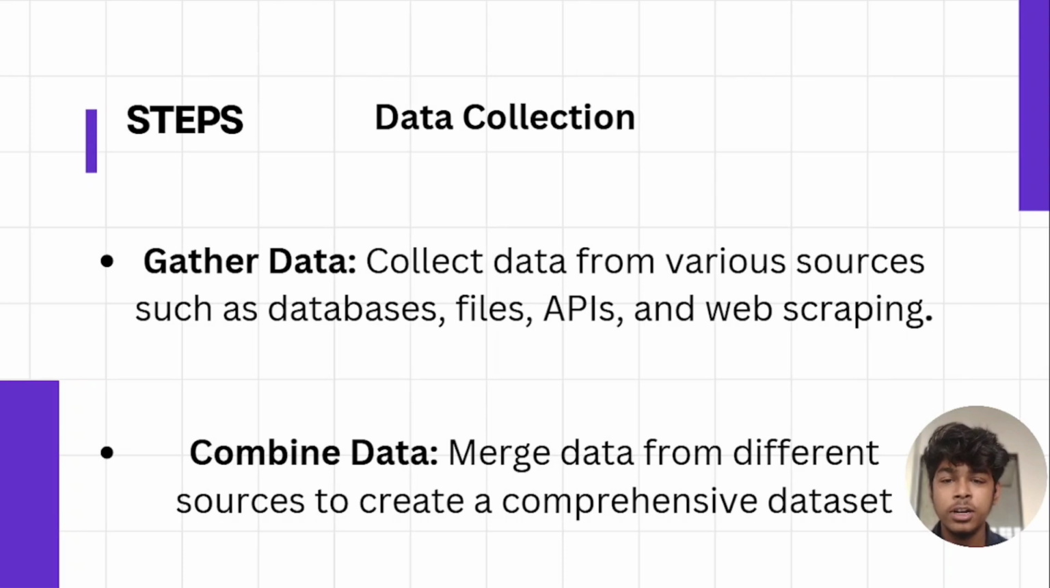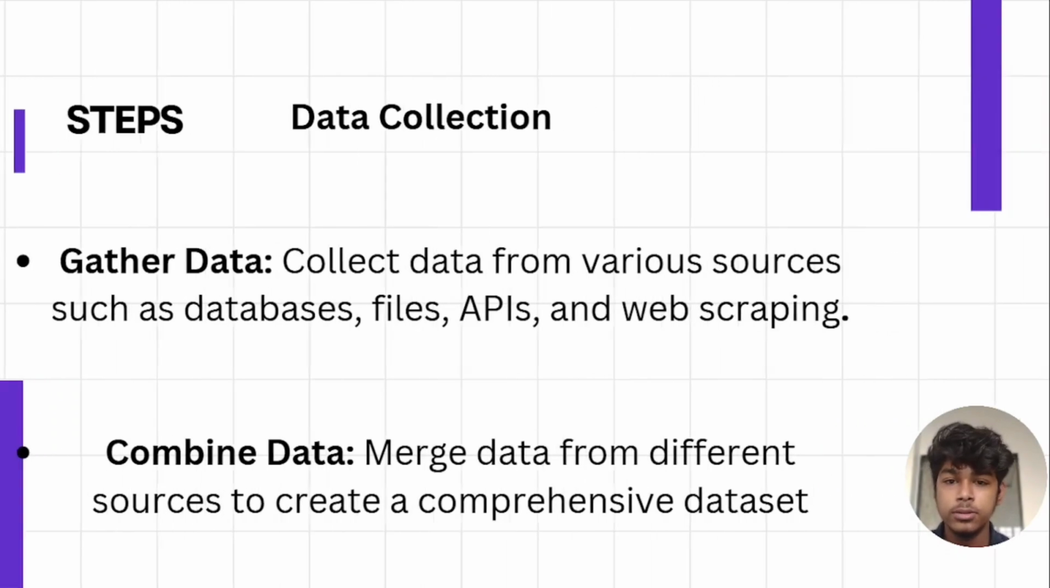First, data collection. In this process, we gather data from various sources such as data files, APIs, web scraping, or we directly collect it from big companies. Combine data: merge data from sources to create a comprehensive data set. In this step, we will be combining all the data sets from all the formats to create a comprehensive database, which is cleaned in the next step.